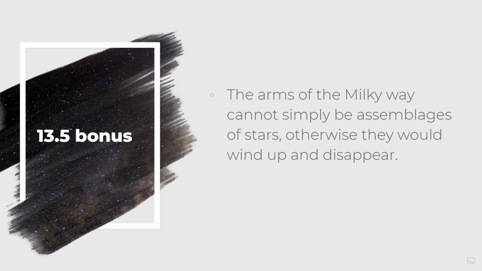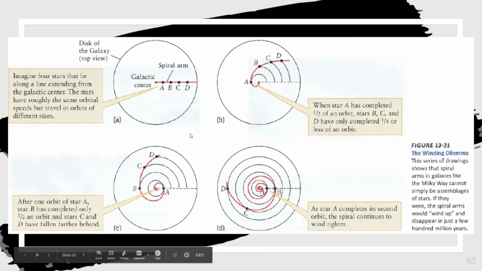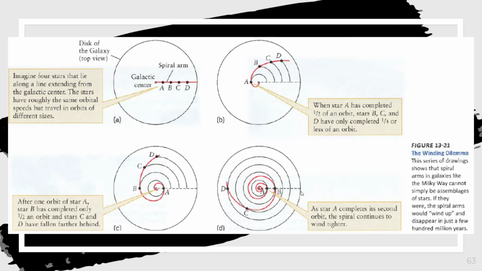One thing we do know, the arms of the Milky Way cannot simply be assemblages of stars. Otherwise, they would wind up and disappear. We see that in this picture. If all the stars started like this, and they rotated, eventually the arms would wind up and disappear in a few hundred million years. Which means a galaxy like ours shouldn't have arms that are visible. Our galaxy has arms that are visible, therefore this is not the case.